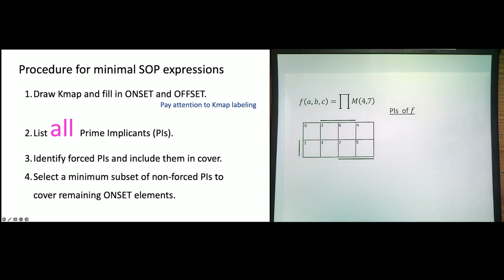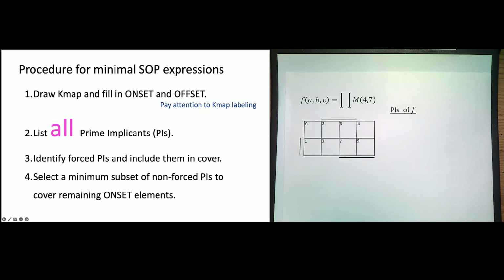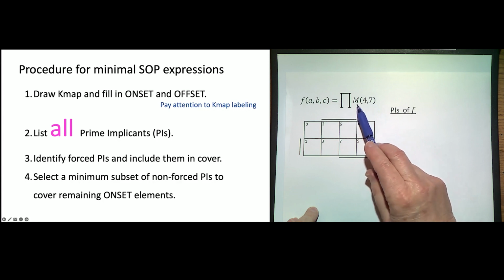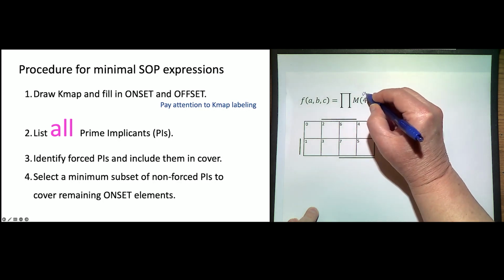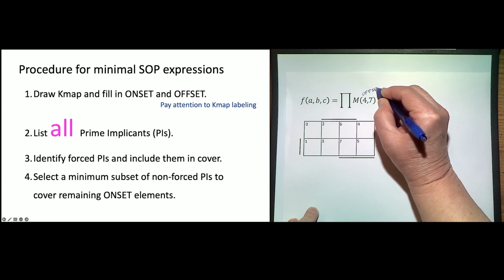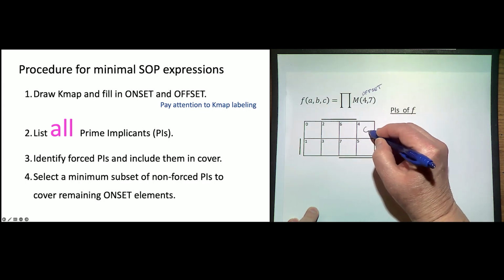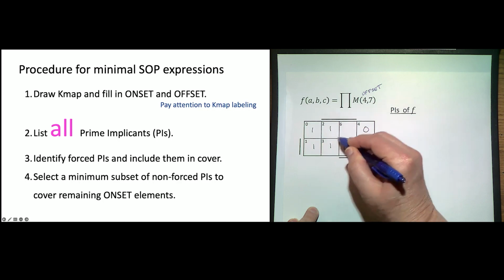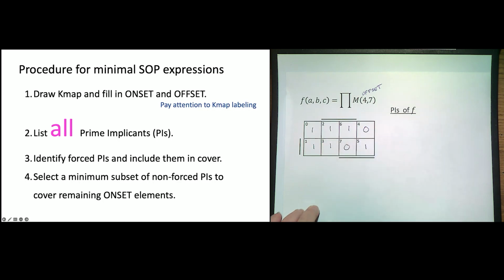So where do our ones go? Right. So here our function is given as the product of max terms. So this is our offset, right? So I'm going to put a 0 here and a 0 here, and as you say, everything that's not 4 or 7 is getting a 1. Okay, so that's the first step.